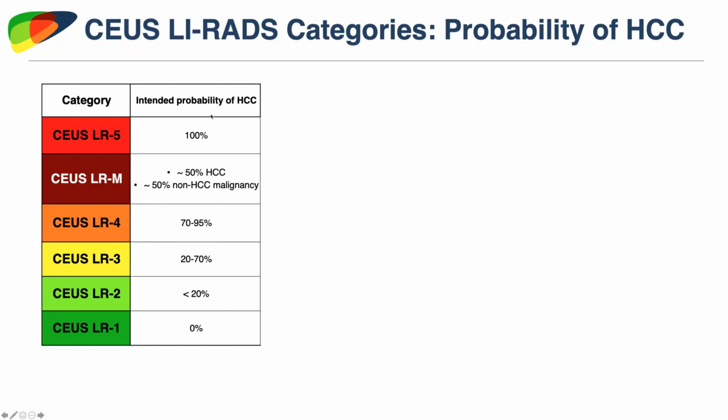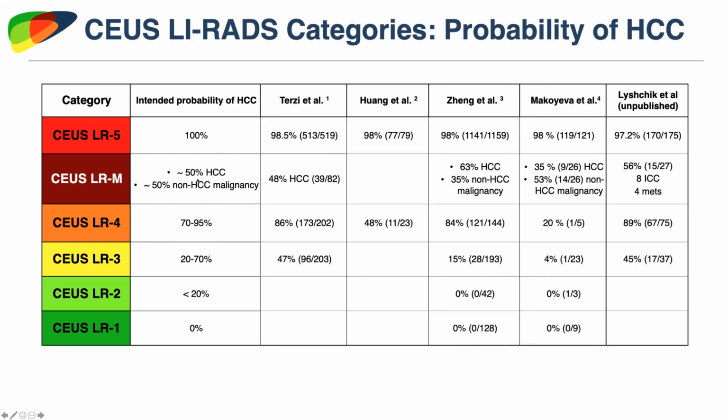So similarly, we came up with this for contrast enhanced ultrasound, where the intended probability for HCC in the LR5 should be 100%, should still remain very high for LR4, maybe about 50% of the time for LR3 and so forth, and very low for 2 and 1. And LRM is still going to have some HCCs as expected, as intended, but this is where we'll catch all the non-HCC malignancies as well.